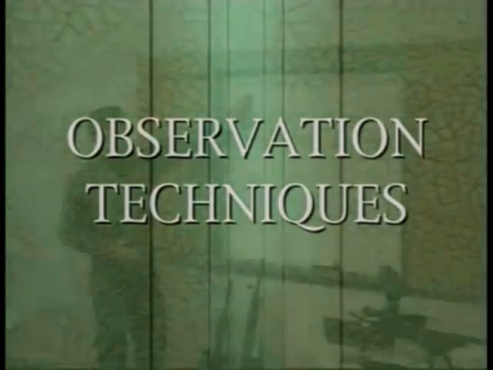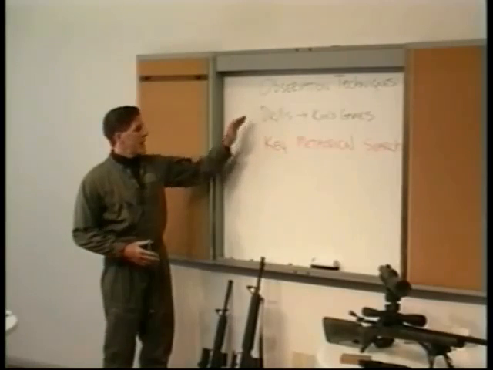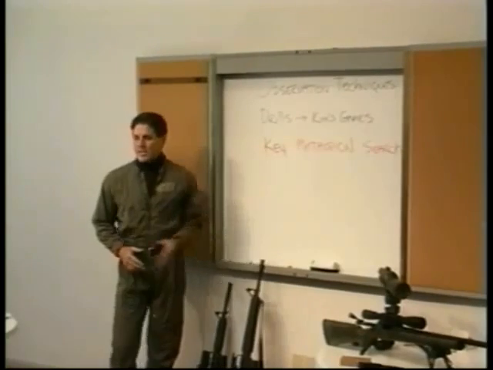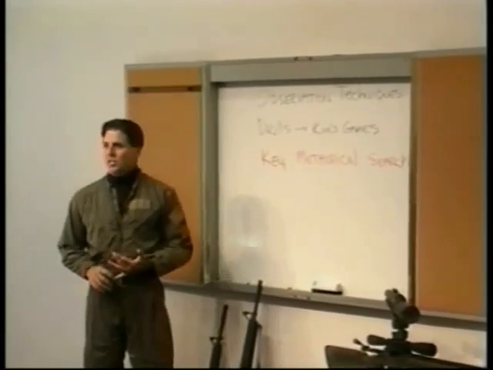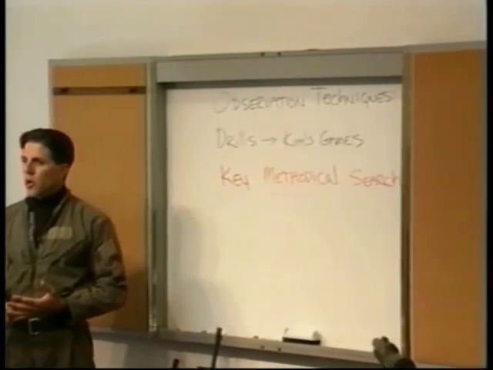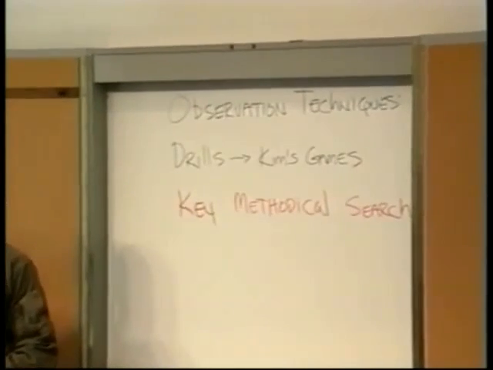We want to spend a couple minutes just talking about observation and observation techniques, how we get more proficient at it, and what's really key in observing. As a sniper, one of your main functions is to go into an area, take a good look at it, determine what's there, and express that in a very clear way.